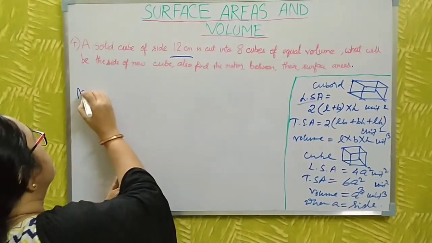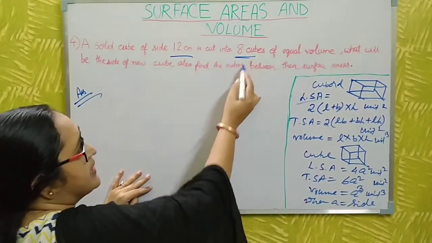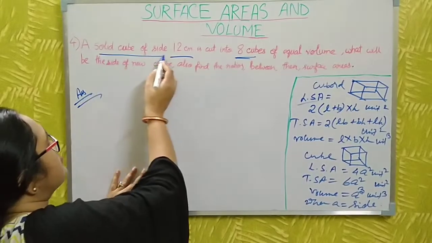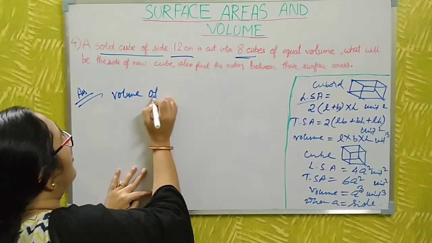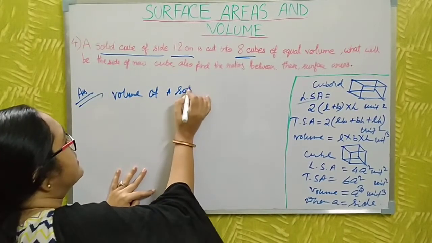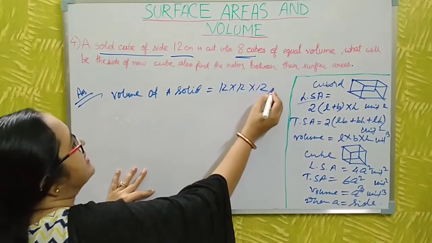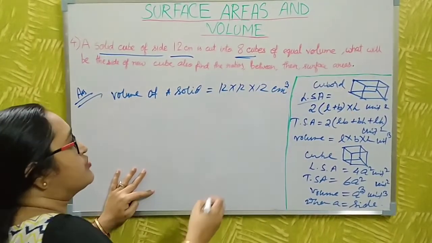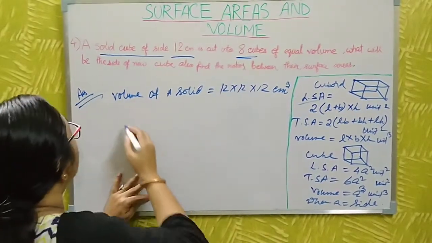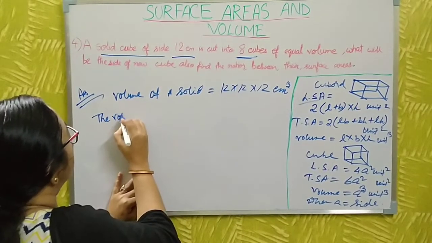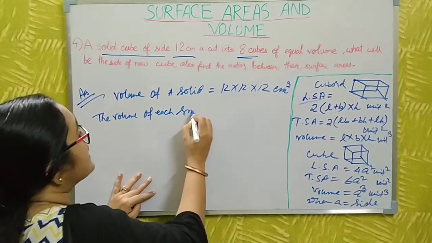First you find the volume of the 8 cubes. Okay, first you find the volume of the solid, which is 12 into 12 into 12 centimeter cube. You just cut this solid into 8 cubes. Okay. Now the volume of each small cube.